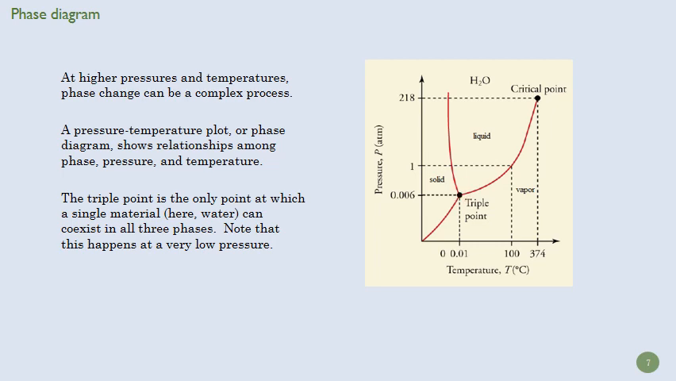And this is a useful point for physicists and others, because it only exists at one place, right? So if you know you have all three of those at the same place, then you know what your pressure is and you know what your temperature is. So that's a phase diagram.